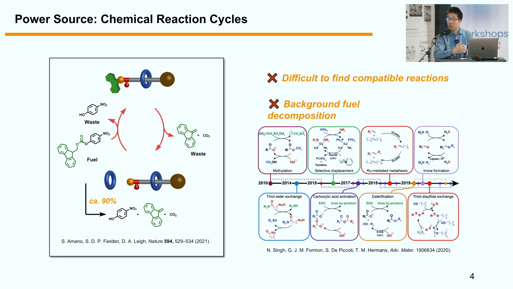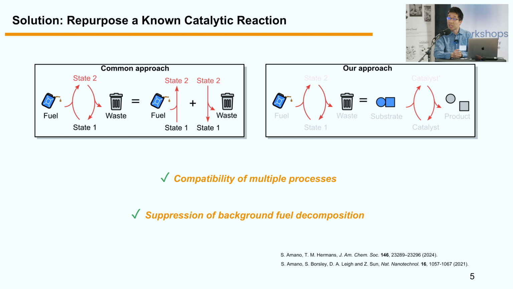Various reaction cycles have been developed, but many of them suffer this problem. So what we did was to realize a simple and general approach for developing a chemical reaction cycle, and that is to repurpose a known catalytic reaction. This is a common approach, which is to combine different steps to make up a full cycle, while our approach is to repurpose a known catalytic cycle.